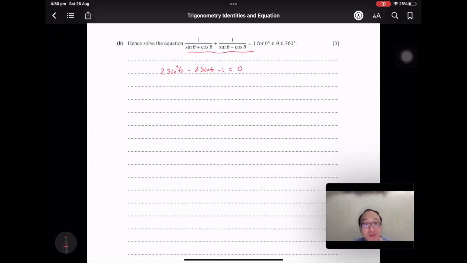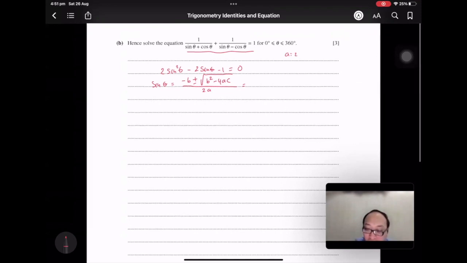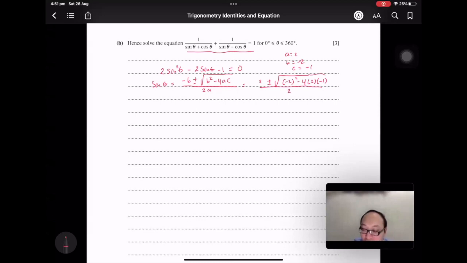So we cannot factorize this quadratic equation, yeah? So we have to use the quadratic formula. So it's sine theta equals minus b plus minus square root of b squared minus 4ac over 2a. So that means we have a equals 2, b equals negative 2, and c equals negative 1. So it's 2 plus minus square root of negative 2 squared minus 4 times 2 times negative 1 over 2 times 2.